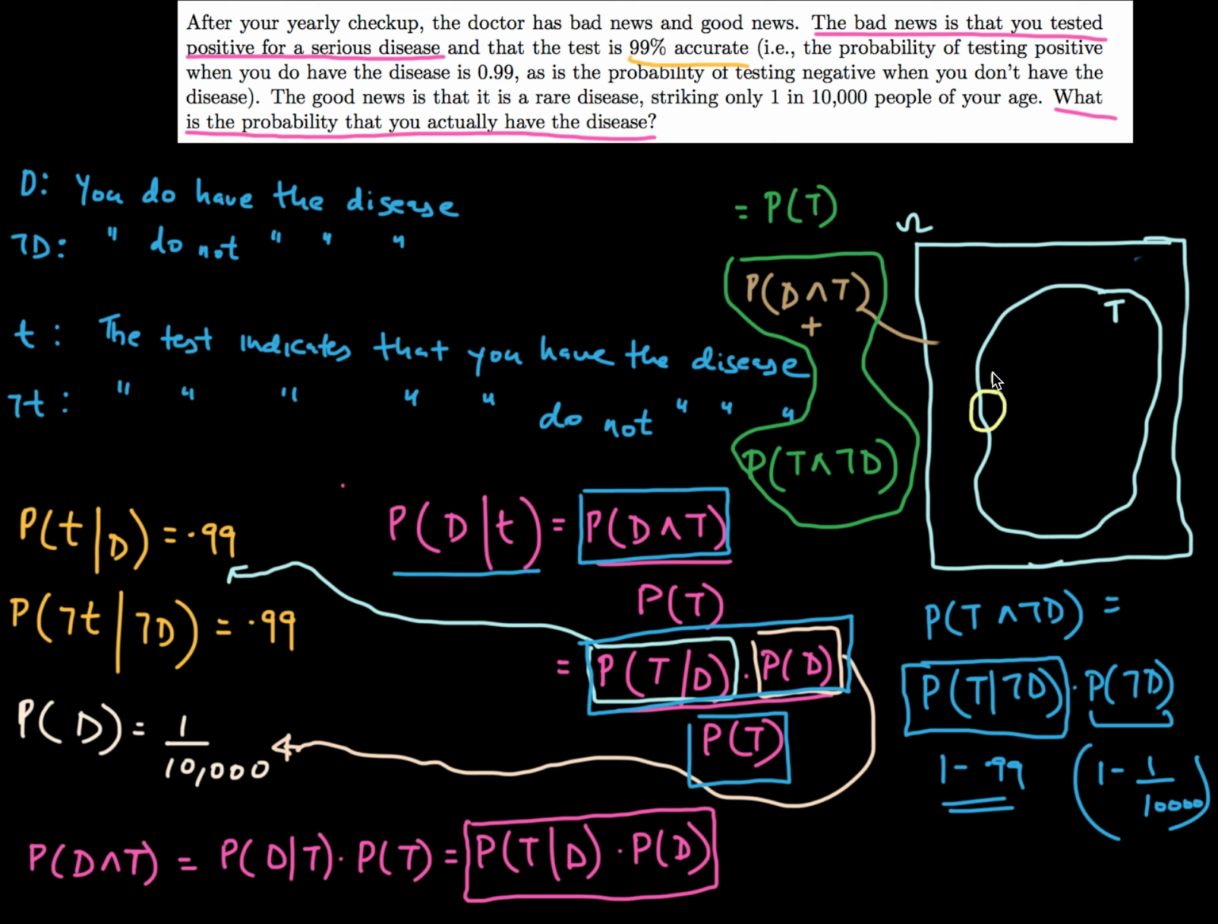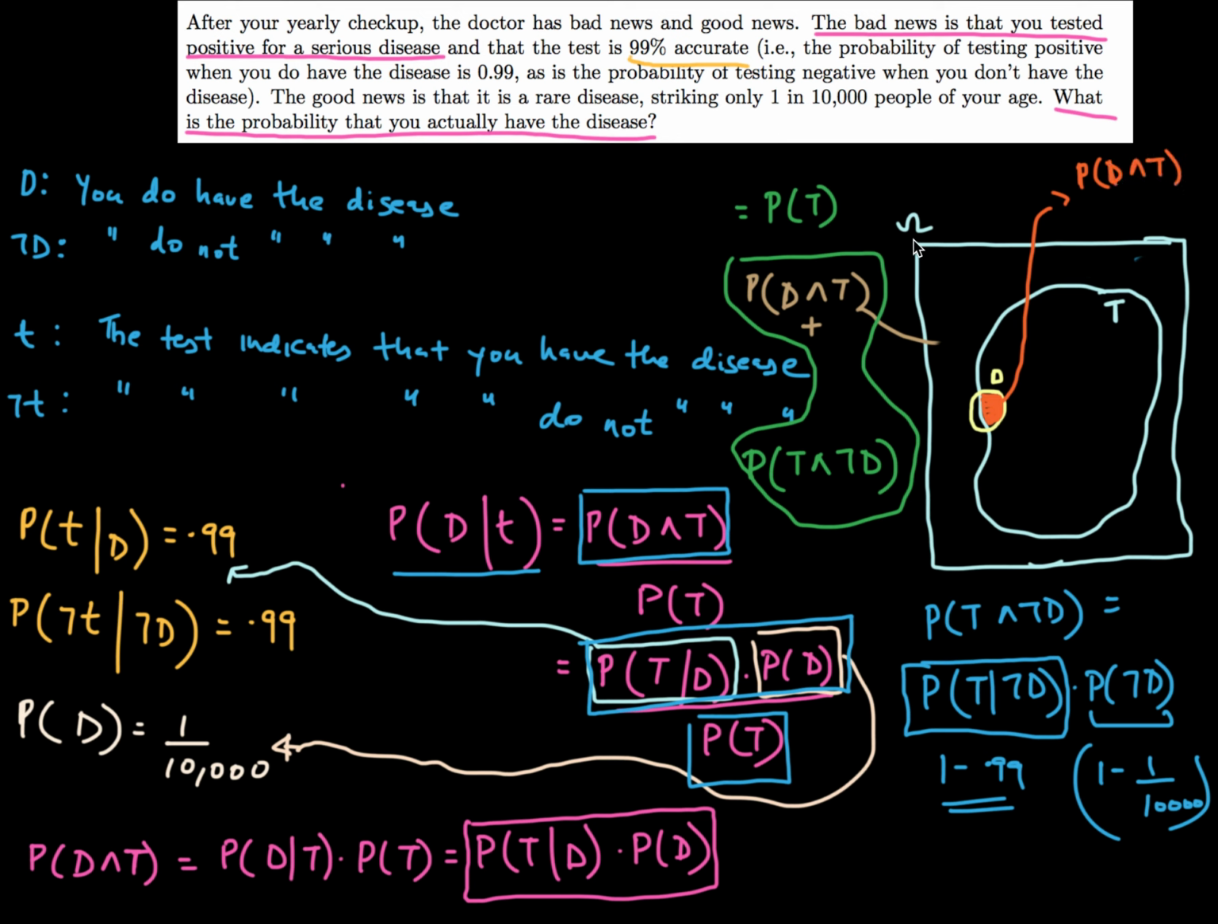Okay, so this is my set D here. Everything in yellow indicates those people that actually do have the disease. Now because this D intersects the set T here, what that tells you is that there are these two components here. The first component over here, let's put this maybe in orange. Everything over here in orange, this piece over here, is defined as a probability of D and T.